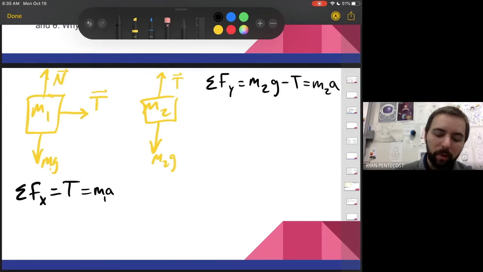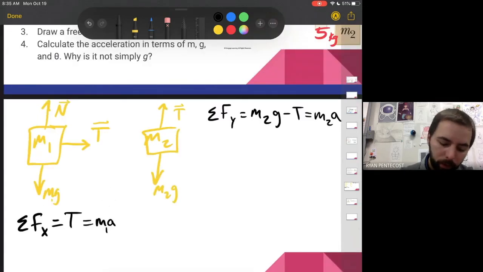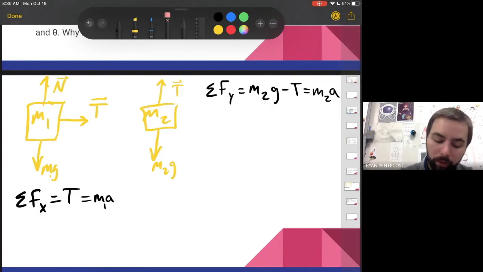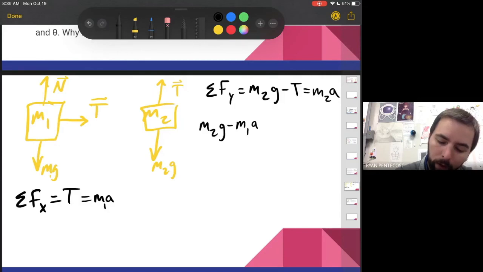Okay, now let's solve for acceleration. Over here we have tension divided by m1 equals acceleration. No, that's not what we want to do. We'll solve for tension and substitute that in. Tension is already m1a, so let's put that over here. m2g minus m1a equals m2a.